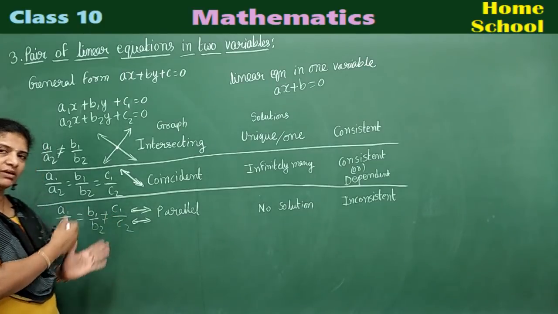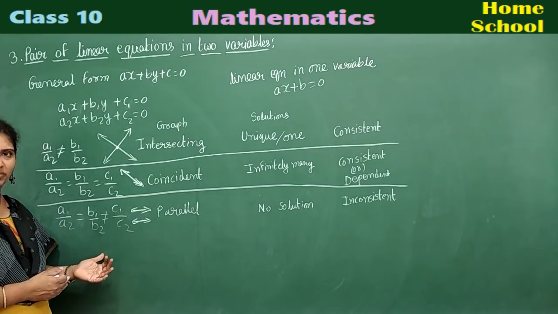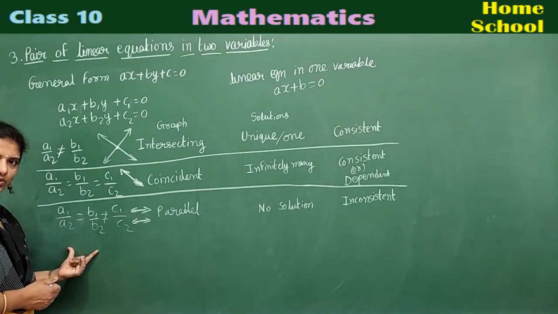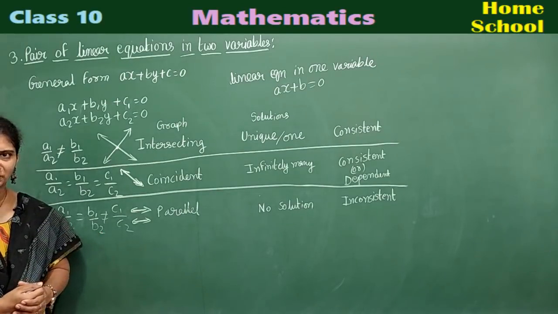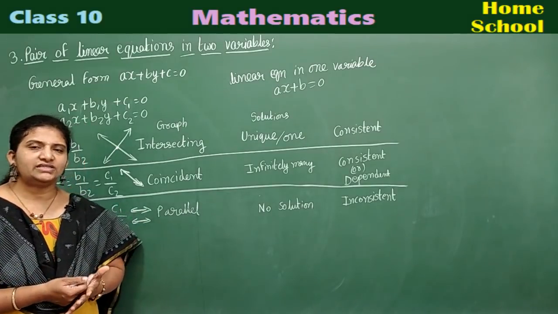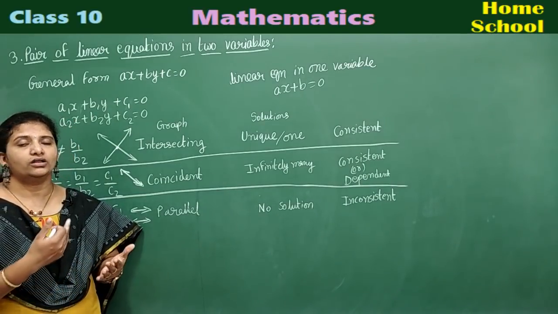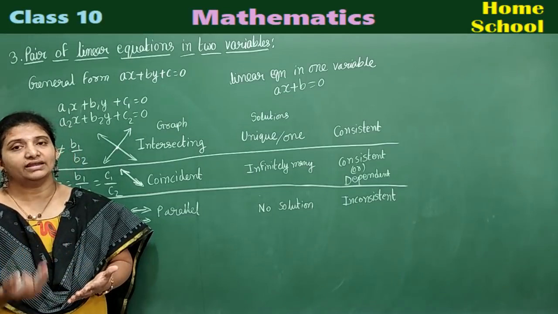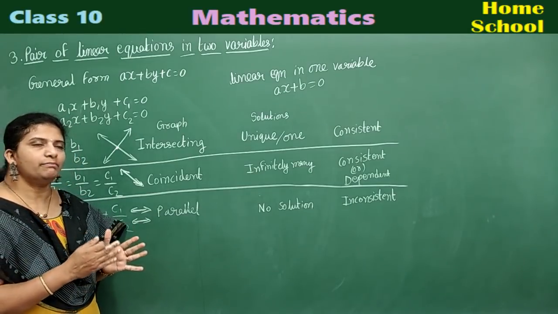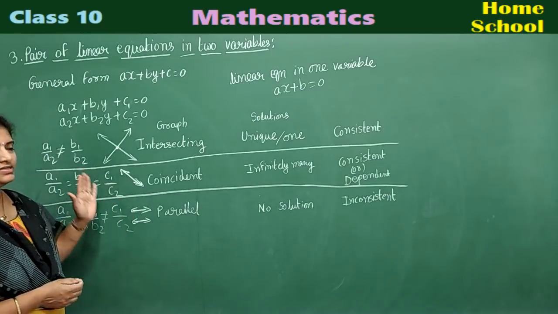So, you know A1 by A2 is equal to B1 by B2. If you equate these two ratios, you are going to get the B2 value. And they may give you any two equations and ask whether they have a solution or no solution, or whether they will be consistent or inconsistent. They may be asking many questions regarding this table.